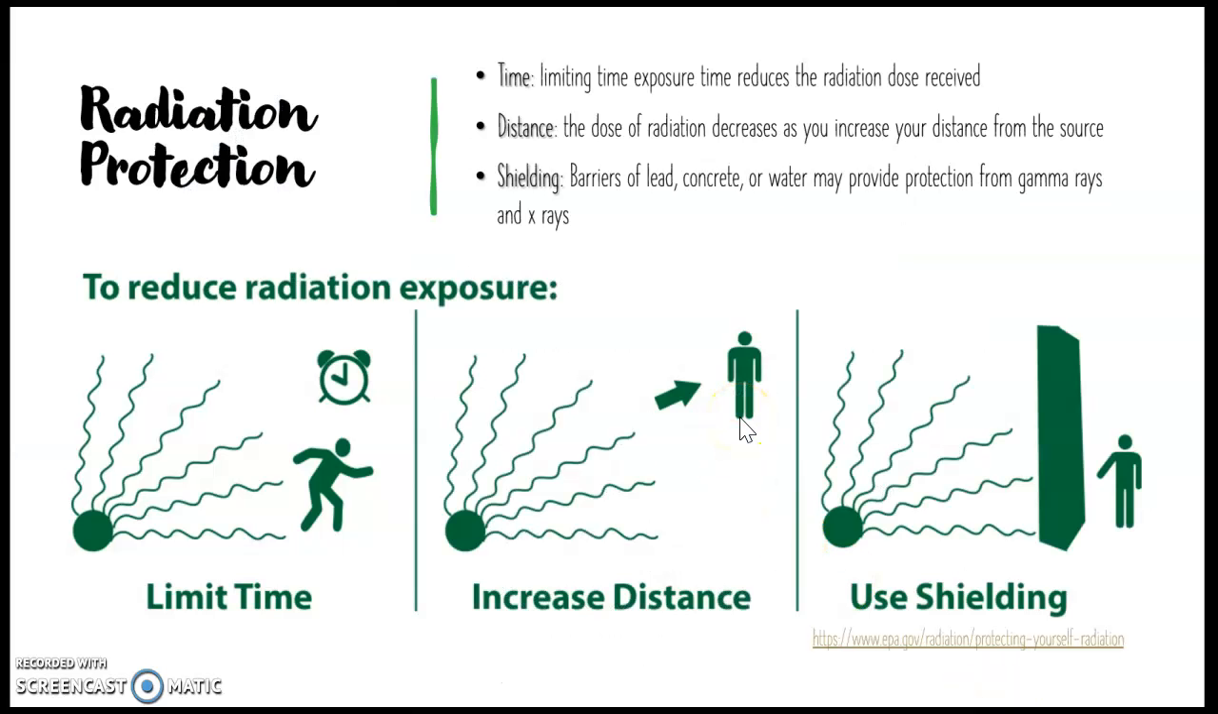All right, to protect yourself from dangerous radiation sources, you need to take into account time, distance, and shield protection. Limiting exposure time reduces the radiation dose received, and increasing distance between you and the source decreases the dose of radiation exposure. Barriers of lead, concrete, or water may provide shield protection from gamma rays and X-rays.